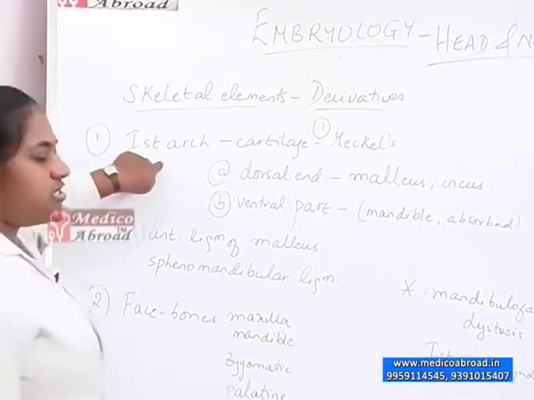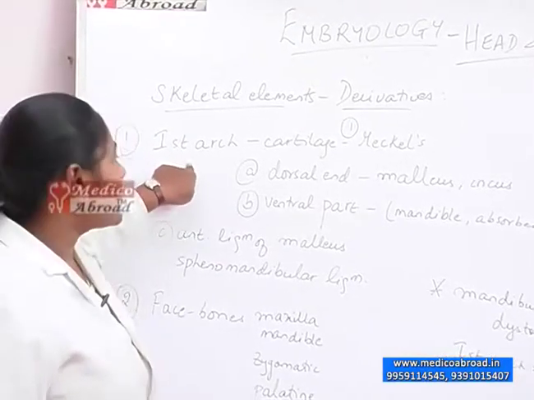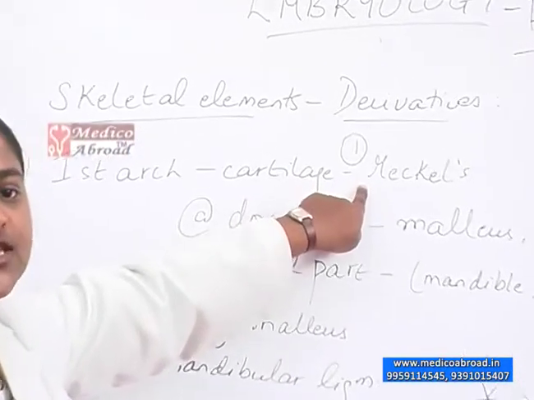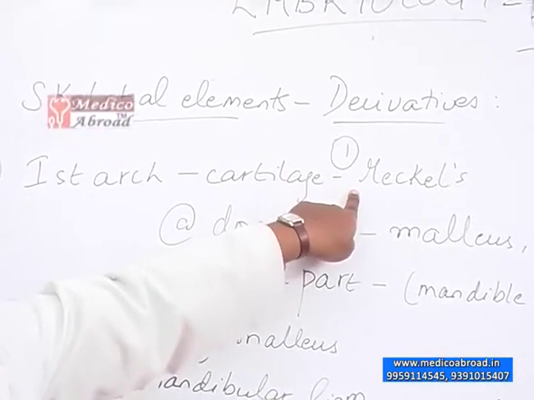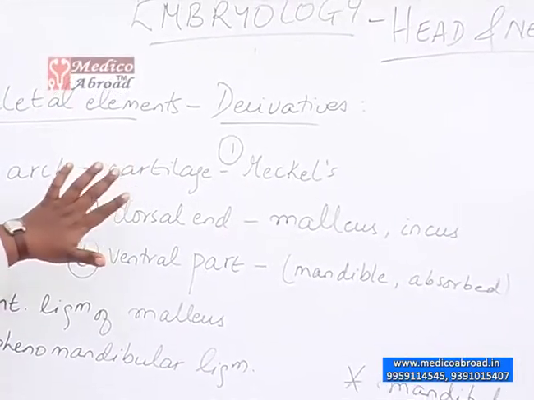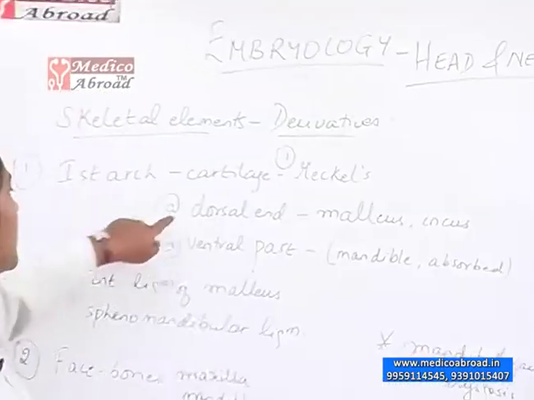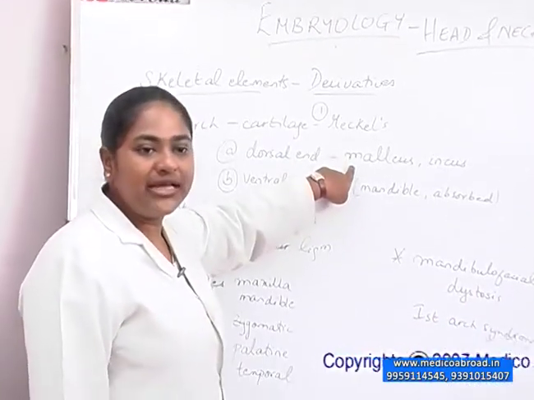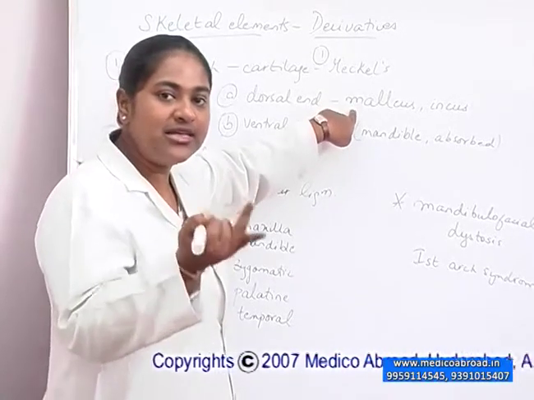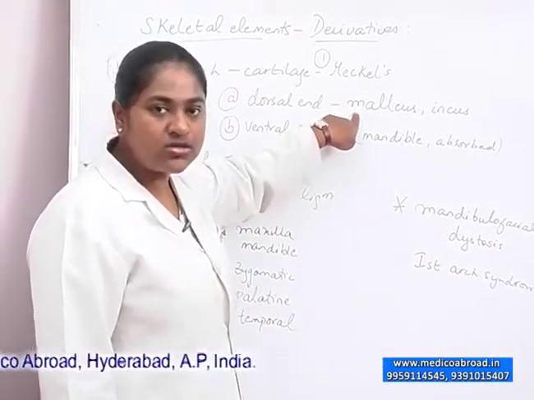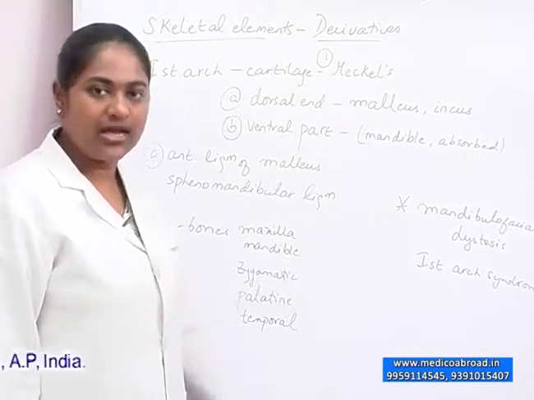The first arch is called the mandibular arch, and the cartilage is called Meckel's cartilage. A few things are formed from the Meckel's cartilage. The dorsal end of Meckel's cartilage forms the middle ear bones. You have malleus, incus and stapes. Malleus and incus of the middle ear bones come from the dorsal end of the Meckel's cartilage.